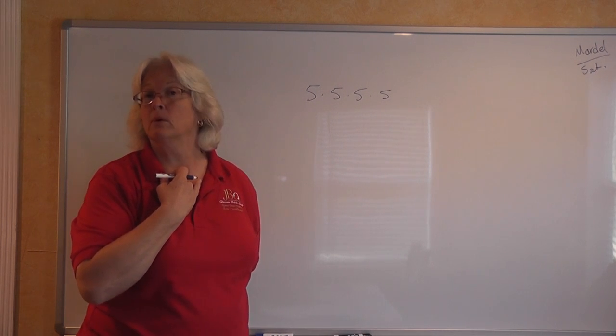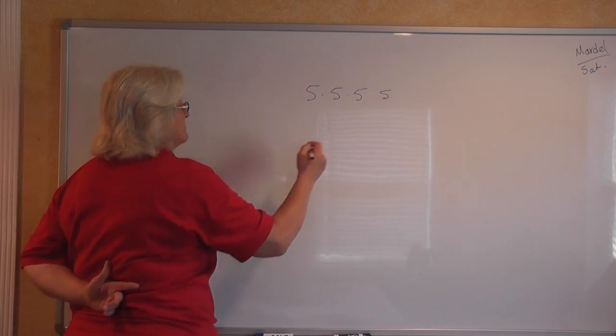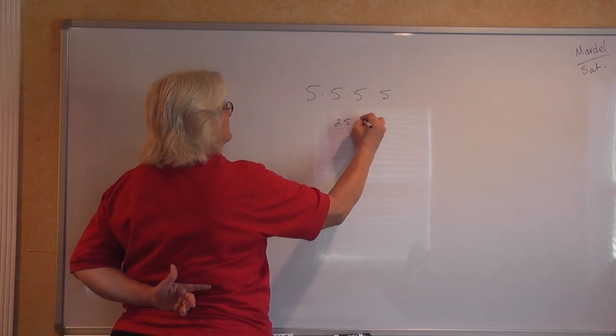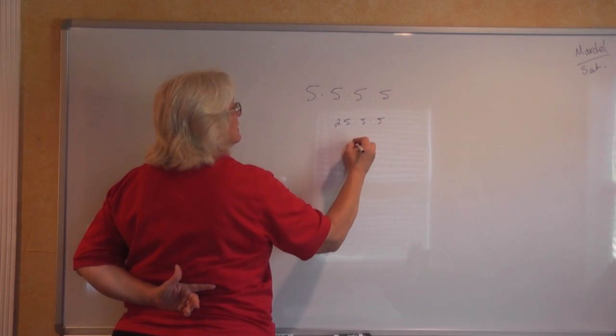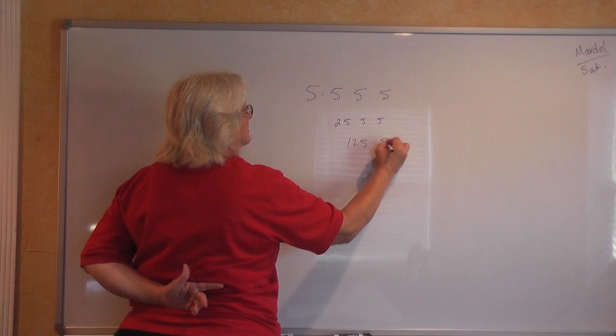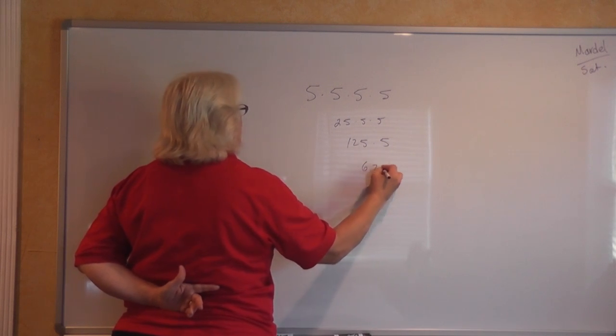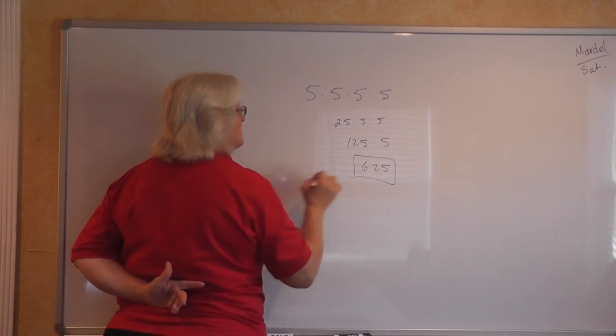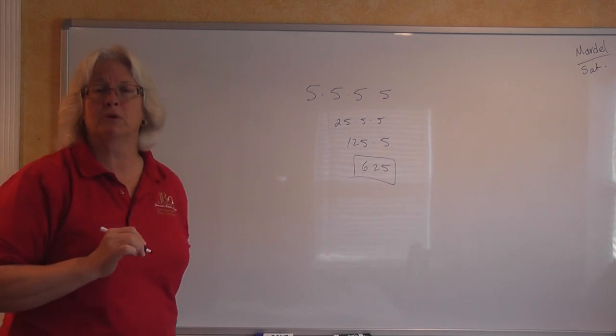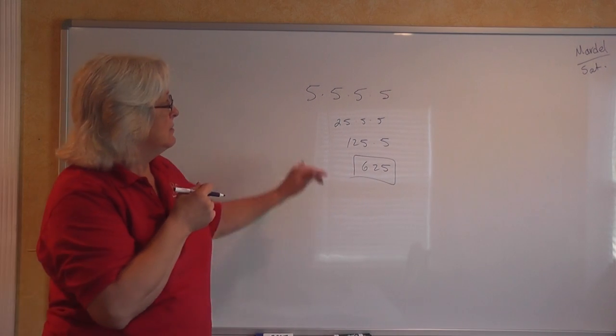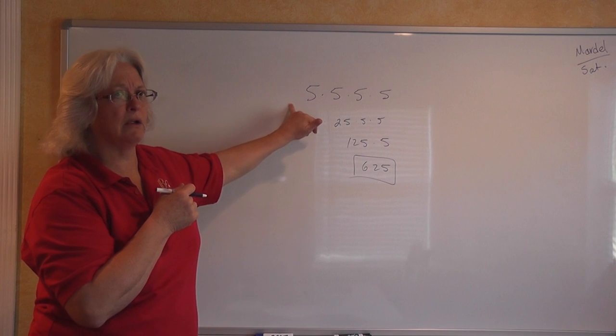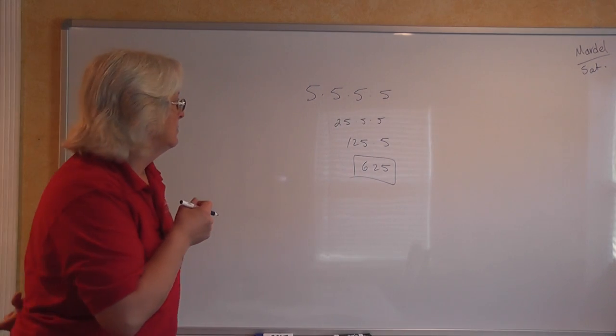What does that mean? Well, we have repeated multiplication. 5 times 5 is 25, times 5 is 125, times 5, and I think that's 625. You still have to do the multiplication out, but it gets pretty old writing repeated multiplication.